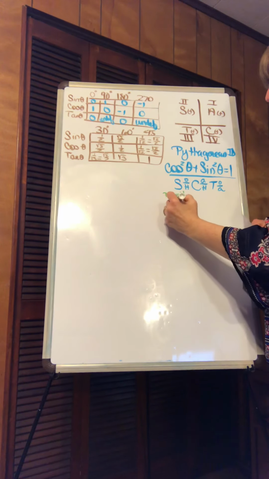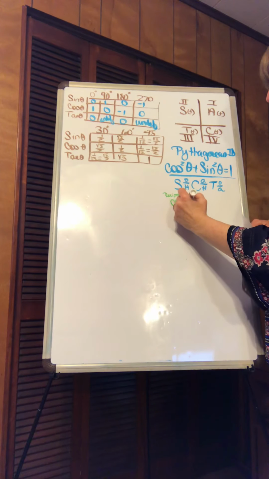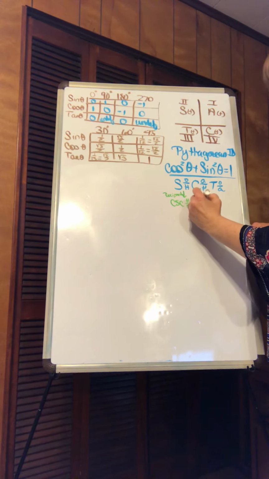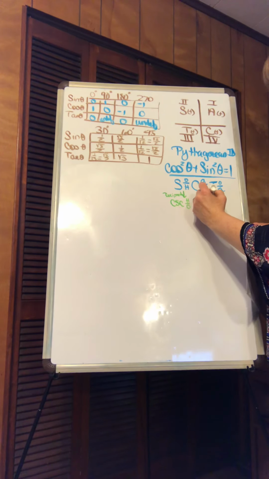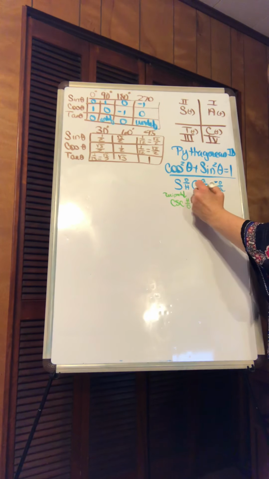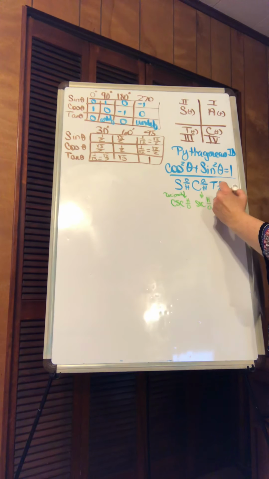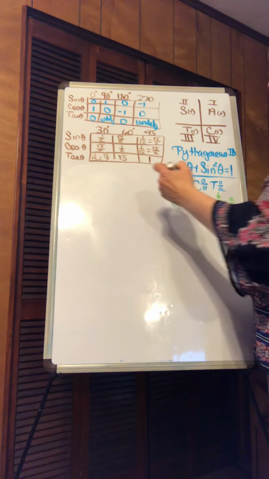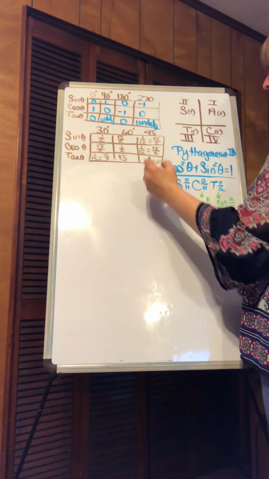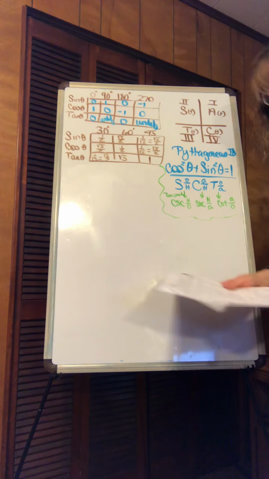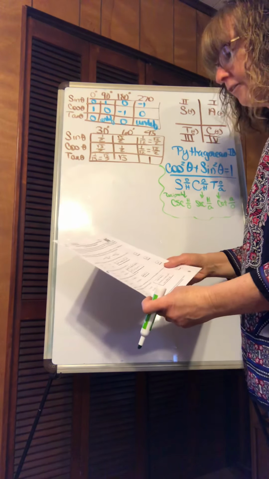Sine flips to cosecant, which is hypotenuse over opposite. Cosine flips to secant, which is hypotenuse over adjacent. And tangent flips to cotangent, and that would be adjacent over opposite. So with all this important stuff being left on the board, I want to work through lesson 5.